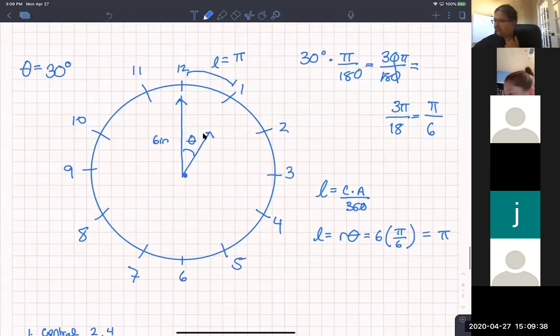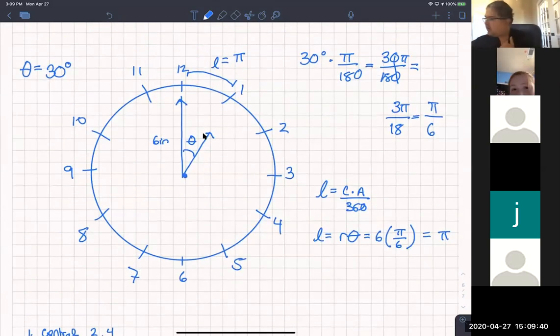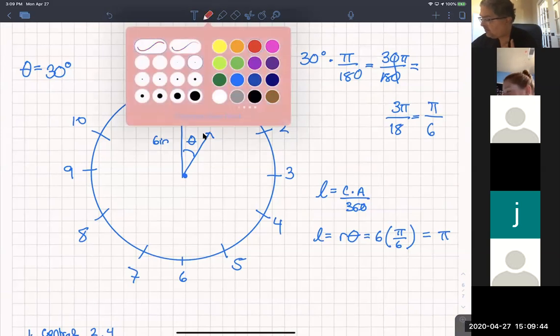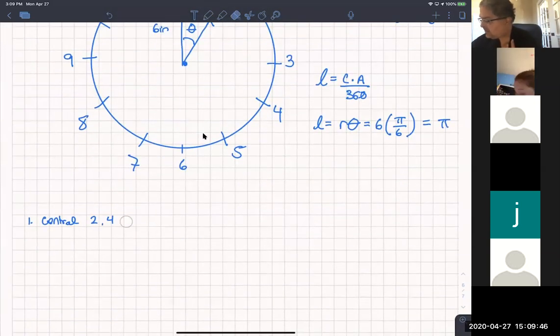Think about it. If one hand is at 2 and the other at 4, that's correct, because they're 30 degrees individually. There are 2 wedges, so 60 degrees.